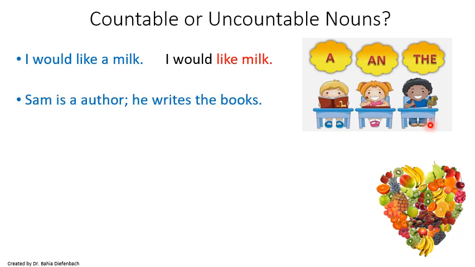Let's look at the next one. All right, is this correct? Use your pencil and paper if you want to write it down correctly. Sam is an author, because when the noun starts with a vowel, we use an, not a. And then he writes books. We don't know specifically what book it is. It is a general term here. So he writes books.